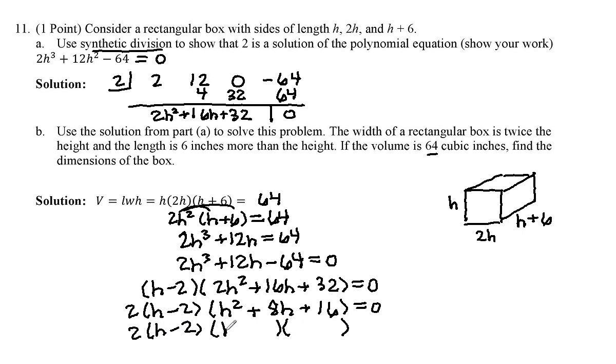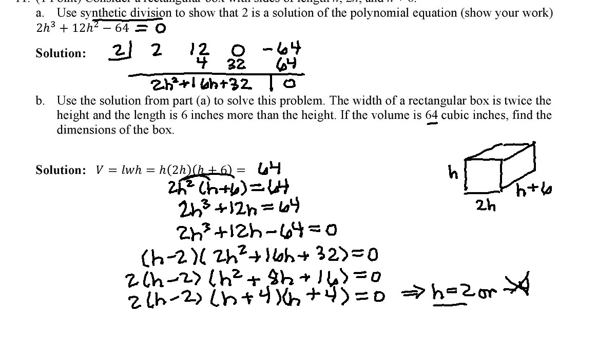So h squared has got to be h and h. And then the 16, our first choice is going to be 4 and 4. And since we've got a positive 8h, we're going to do plus, plus. So then this tells us here that h is equal to 2. Or if h plus 4 equals 0, then h equals negative 4. But you can't have a negative 4 height, so this guy's out. So h equals 2 is our solution there.